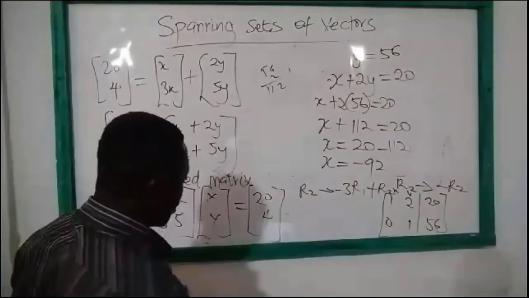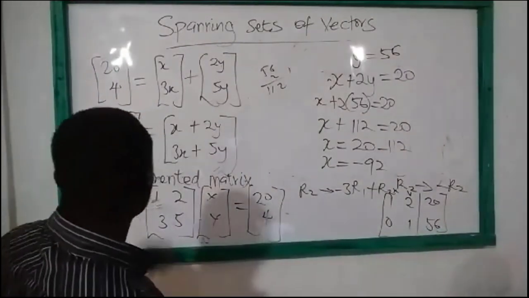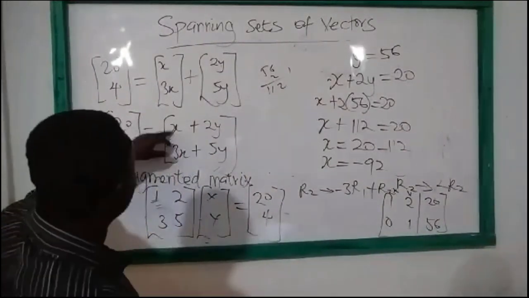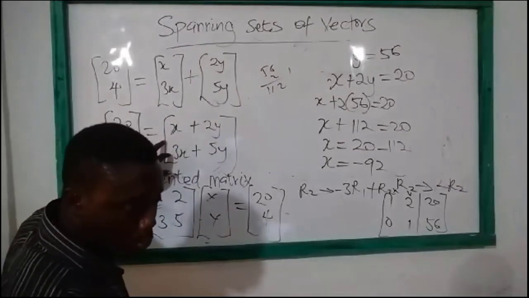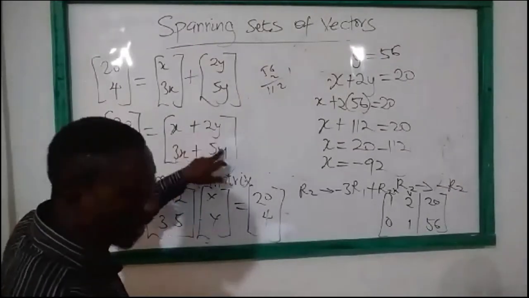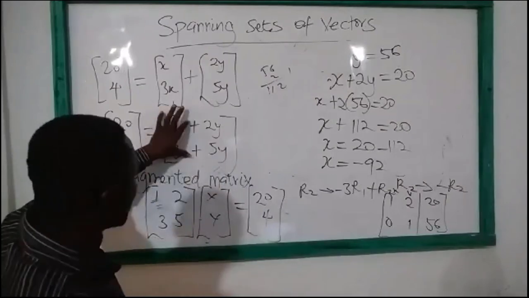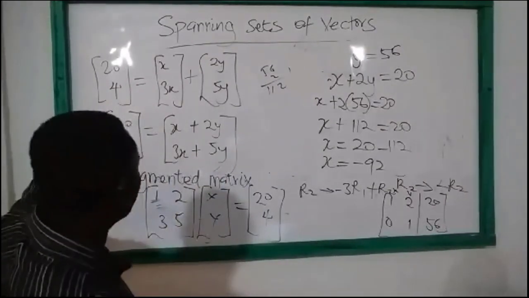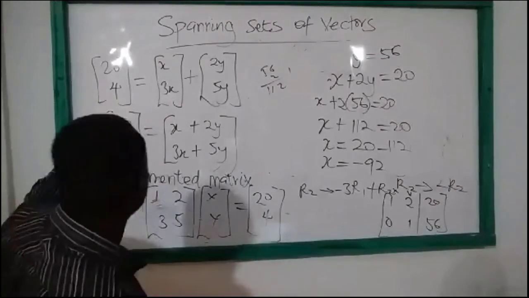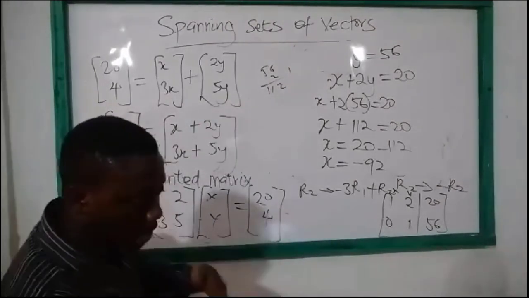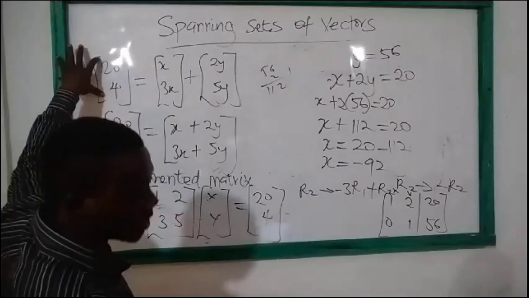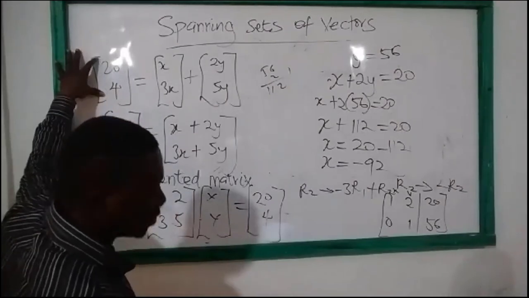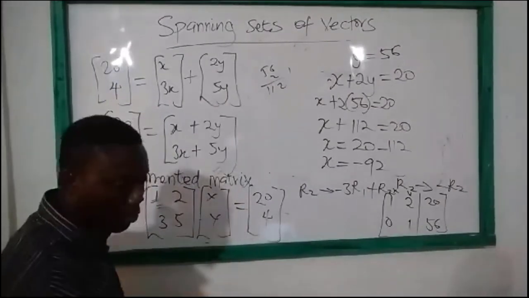56. So all that you have to do is to come back here and substitute the unknowns we have gotten, the values for X and Y, and then you add them. If you're able to get the 24, then we can conclude that the set of vectors that was given in the question spans with this vector that is given. So we are going to test and to confirm.